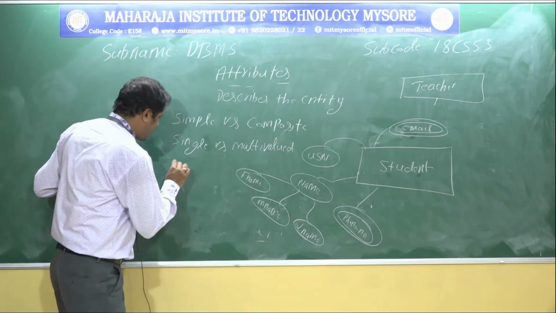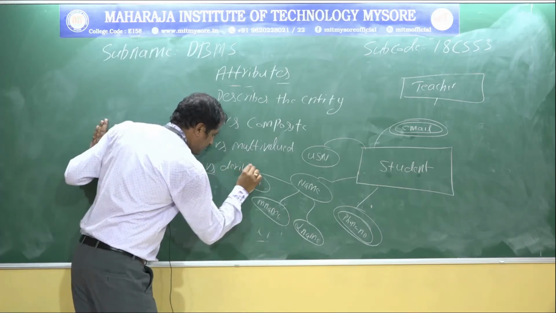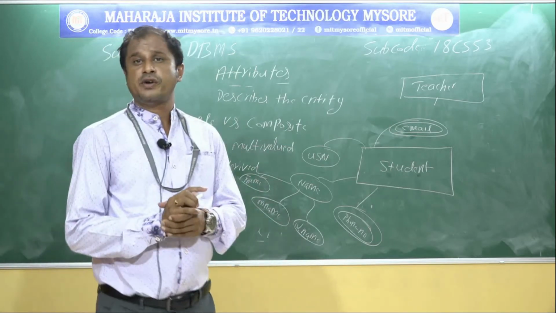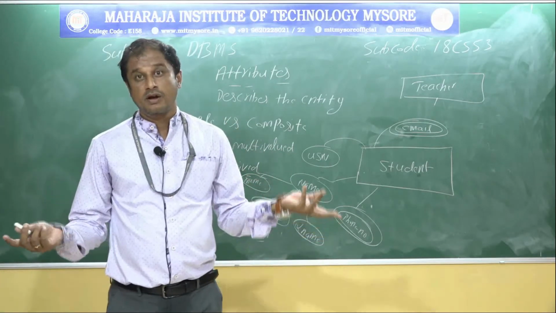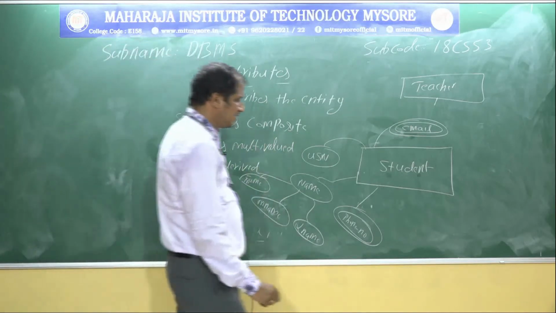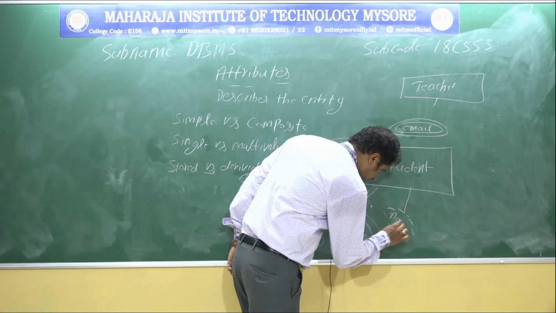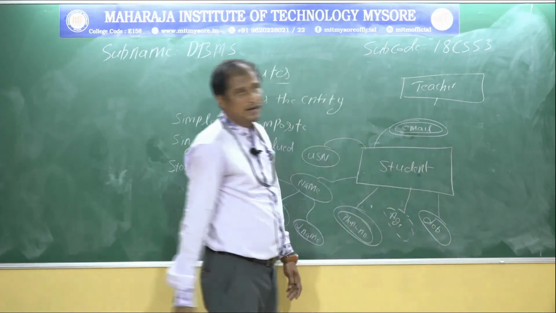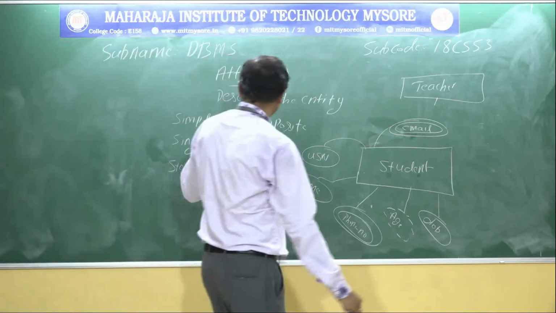Then I have stored versus derived attribute. A stored attribute is one which cannot be derived from another attribute. USN cannot be derived from another attribute. But a derived attribute is derived from another attribute. Age is an attribute represented with dashed lines as a derived attribute. Age is a derived attribute derived from date of birth. That is called a derived attribute.